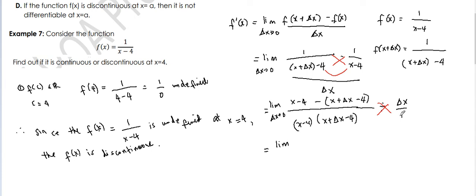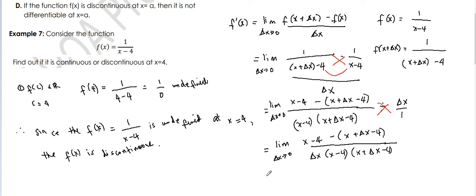Okay, so syempre, itong buo na to, multiply natin sa 1, so yun pa din. We have x minus 4 minus x plus delta x minus 4 all over, ito naman yung delta x natin, sa baba naman siya pupunta. So we have delta x times the quantity x minus 4 times the quantity x plus delta x minus 4. Alright, as delta x approaches to 0.